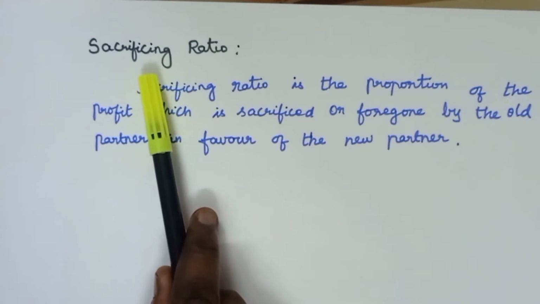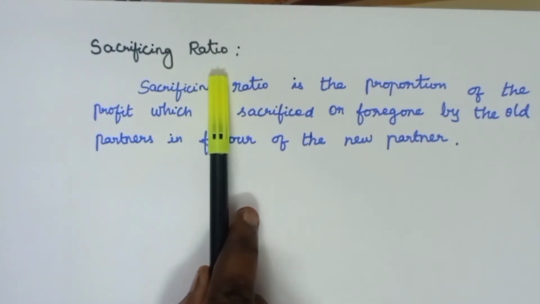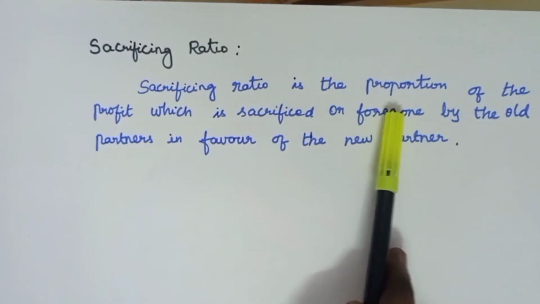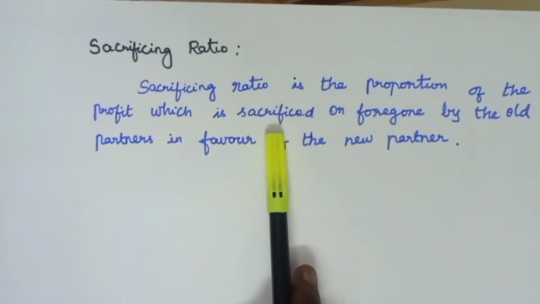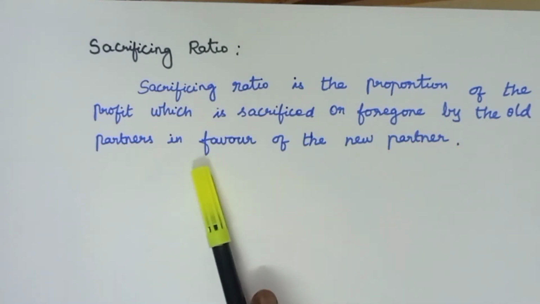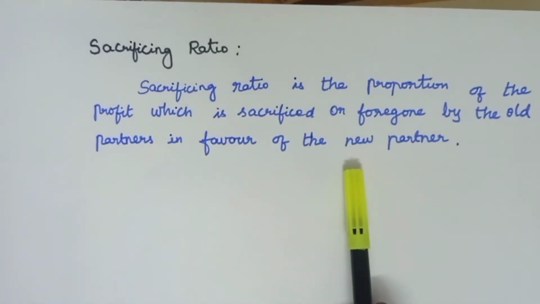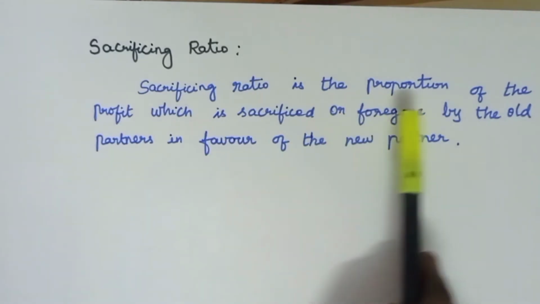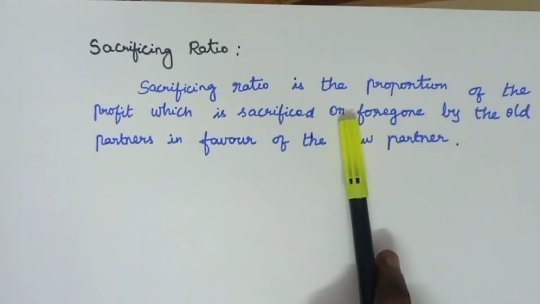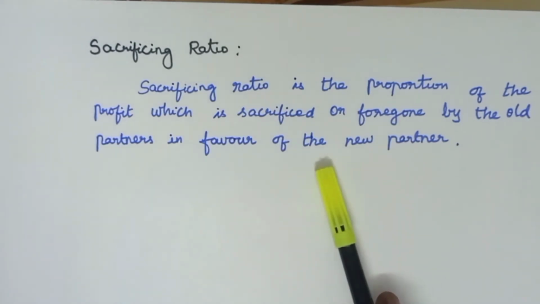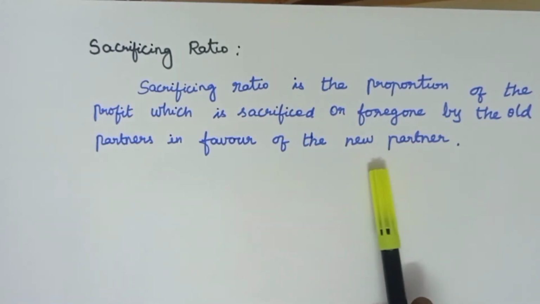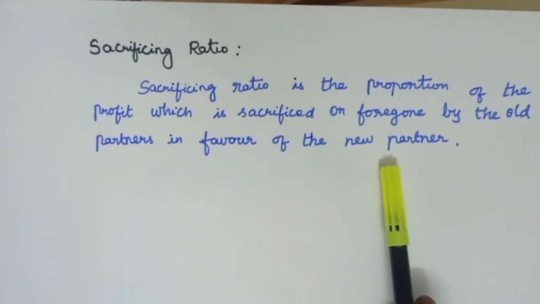Now we will see what is sacrificing ratio. Sacrificing ratio is the proportion of the profit which is sacrificed or forgone by the old partners in favor of the new partner. That is the proportion in which the old or existing partners sacrifice their share of profit in favor of the new or incoming partner.